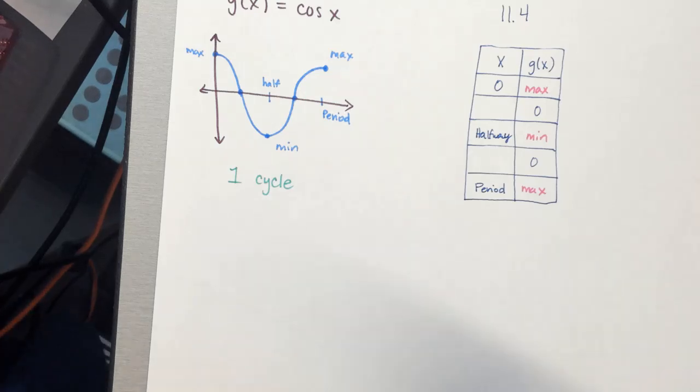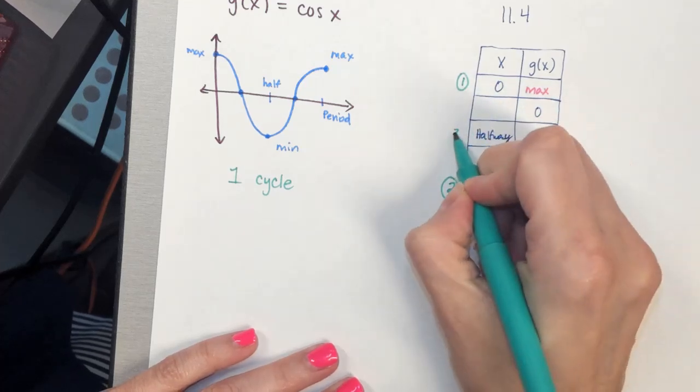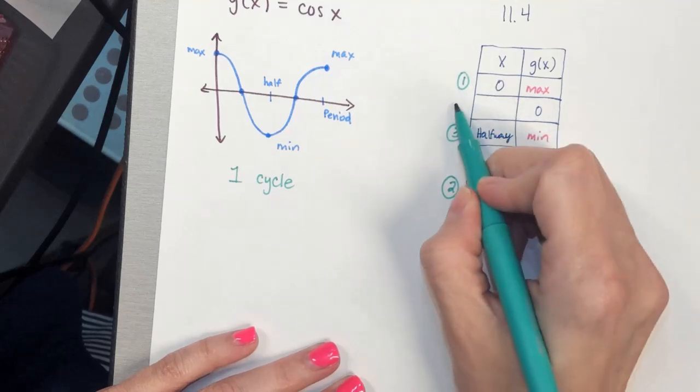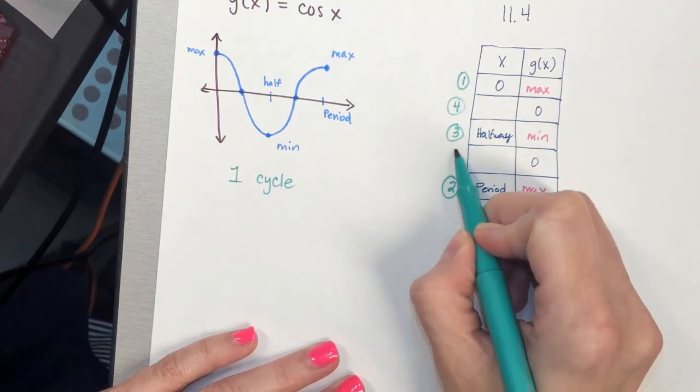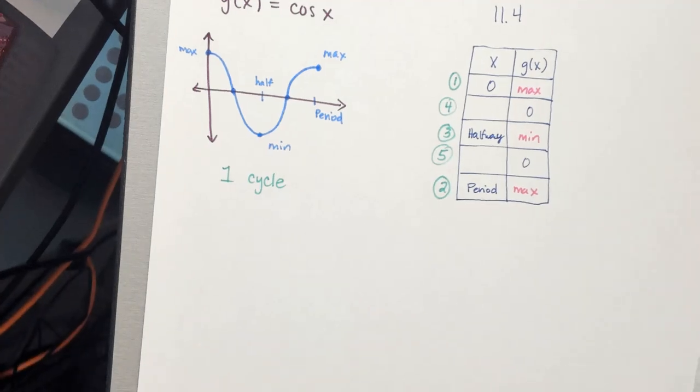Again, when you're graphing them, you do the start, you do the end, you do the halfway. Put it away. So you do the start, you do the end, halfway, and then halfway and halfway.